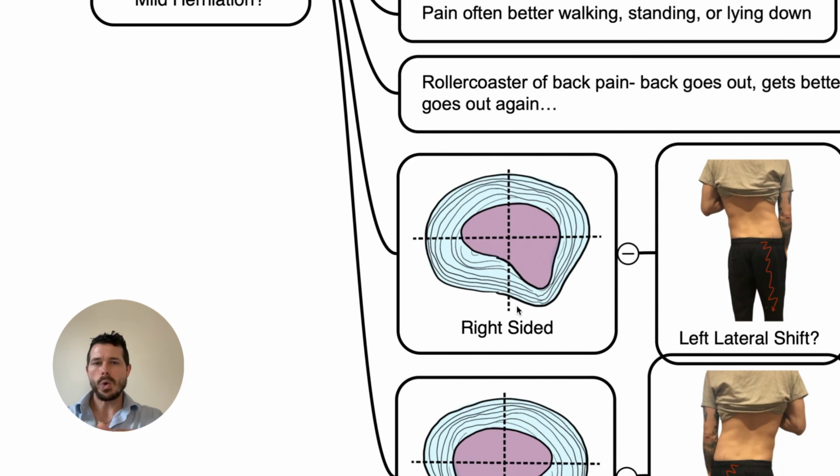Disc herniations are almost always one-sided. There is a ligament here, the posterior longitudinal ligament. There's a ligament here that acts sort of like a barrier, if you will. And so the disc hits it, goes out to one side.